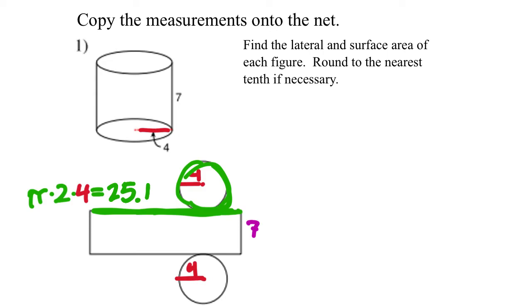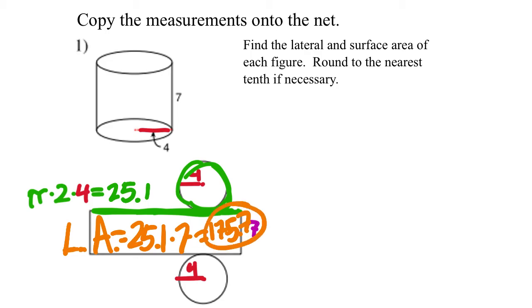And now I can find the area of the rectangle, which would be 25.1 times 7. This would be the lateral area, by the way. Sometimes they just say it's LA, lateral area. So 25.1 times 7, I got 175.7. So that is the lateral area, and you could say square units if you'd like.